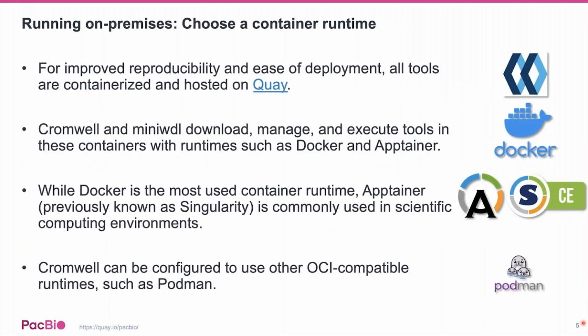Dependencies for our workflow and many other workflows like it are provided in containers for improved reproducibility and easy deployment. We generate OCI-compatible Docker containers and deploy those to quay.io. Quay is spelled Q-U-A-Y. Cromwell and miniWDL or any of the cloud WDL execution services will download, cache, and manage these containers and execute tools in them using runtimes such as Docker or Apptainer.